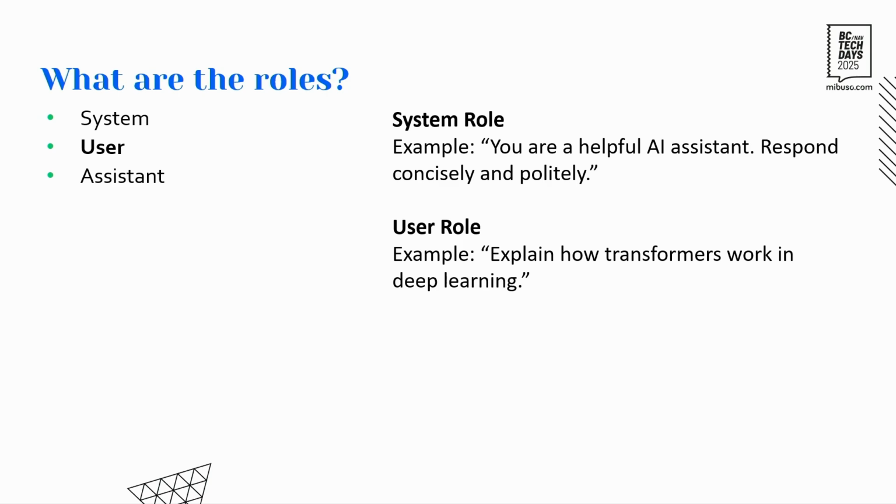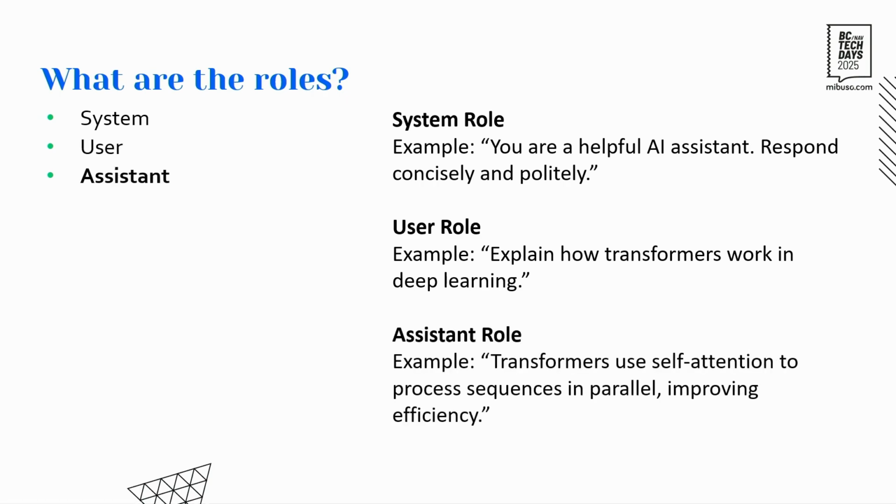Now the user role is, let's say, Qasim. He's using the Copilot, and now he's asking a question: explain how transformers work in deep learning. Now that's the question being asked to me, say the Copilot. And when I respond, it comes out as the assistant role. Now that will be something like this.